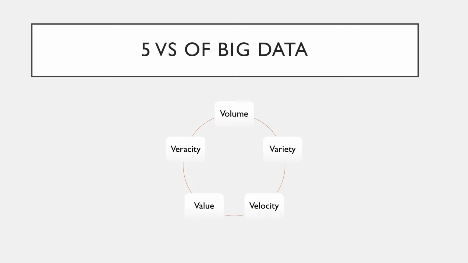The third V is velocity. It talks about the data being generated at an alarming rate. The fourth V is value. It talks about the data being analyzed and insights being made, making sure that the data makes sense. The fifth V is veracity. It also talks about uncertainty and inconsistency in the data.